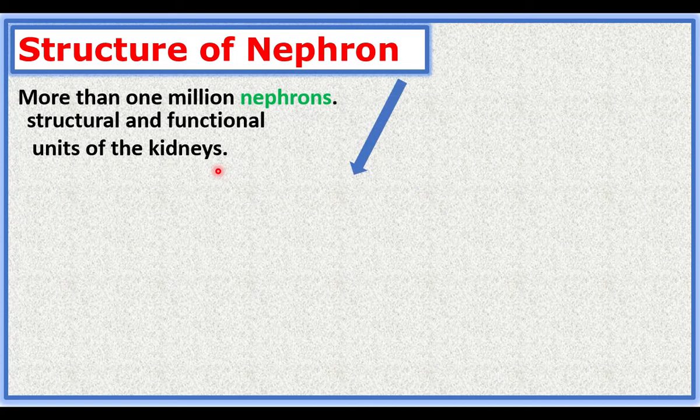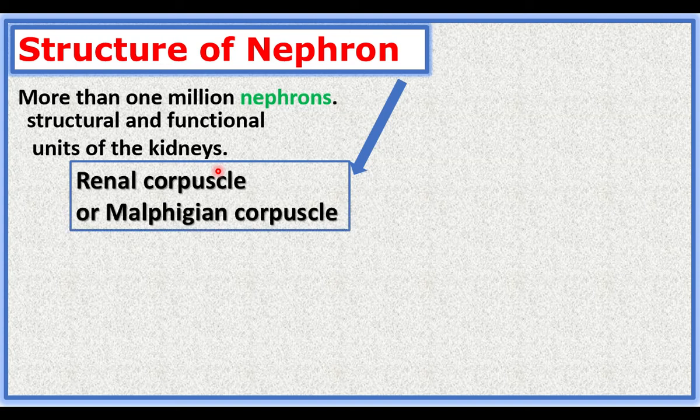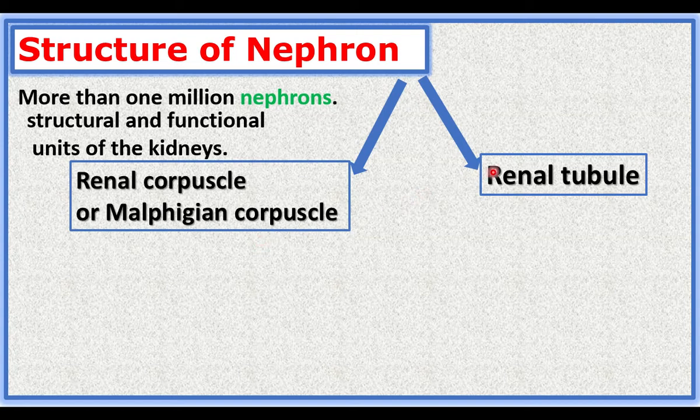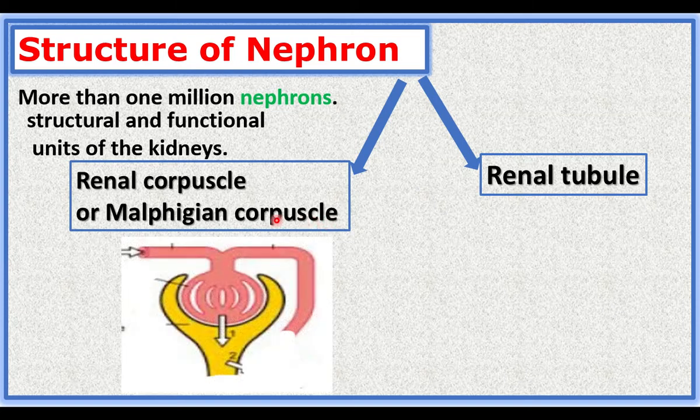A nephron has two major parts. They are renal corpuscle or Malpighian corpuscle, and renal tubule. Renal tubule and Malpighian corpuscle are the two parts of a nephron. Malpighian corpuscle has a cup-like structure. Inside the cup-like structure, blood capillaries are found. This is blood capillary and the yellow color part is cup-like structure. Both together form Malpighian corpuscle.